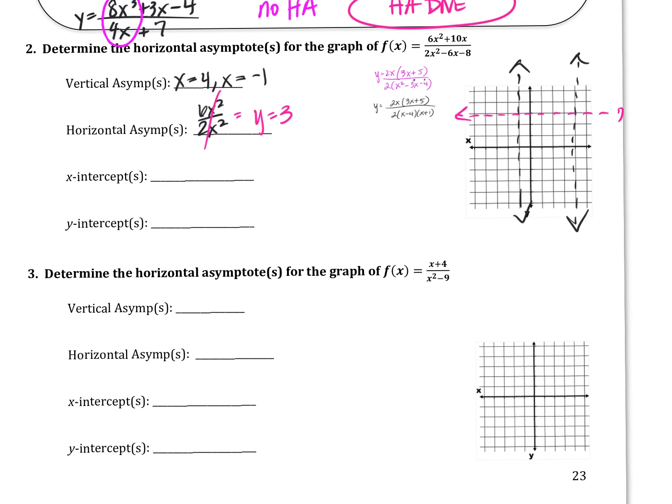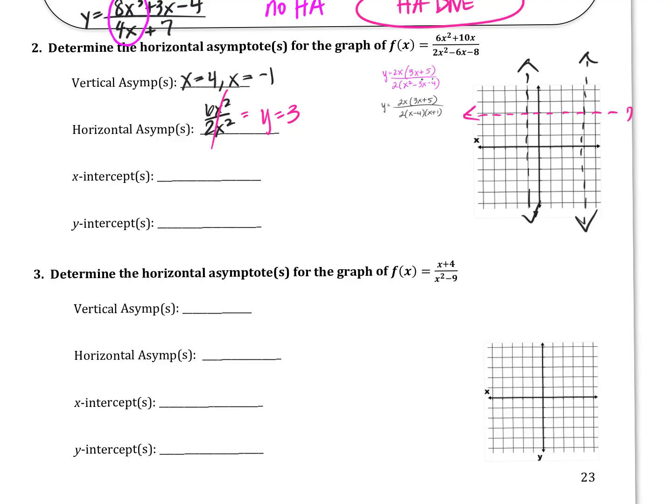The x-intercept, y'all, is when y equals 0. When does this y equal 0? What do we actually have to worry about? The top or the bottom? Yeah, you guys, for x-intercepts, it's really when does the top equal 0? So I'm going to put that off to the side. When does 0 equal the top? 2x, 3x plus 5. When do each of those equal 0? When does 2x equal 0? When does 3x plus 5 equal 0?